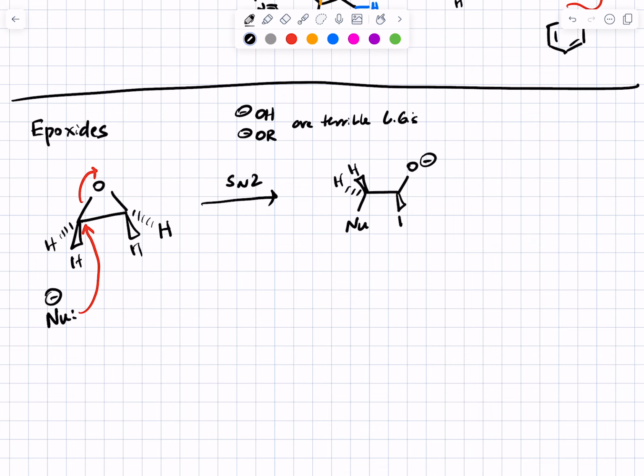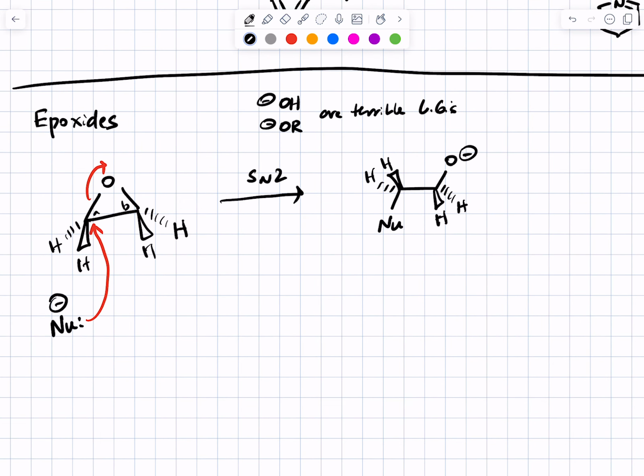Now, I've deliberately chosen an epoxide where the 2 carbons attached to the oxygen, we'll call them A and B, are not stereocenters. So from this example, you can't really tell or appreciate the stereochemical issues that occur, but opening of epoxides happens through backside attack with inversion of configuration, just like you would expect for an SN2 reaction.